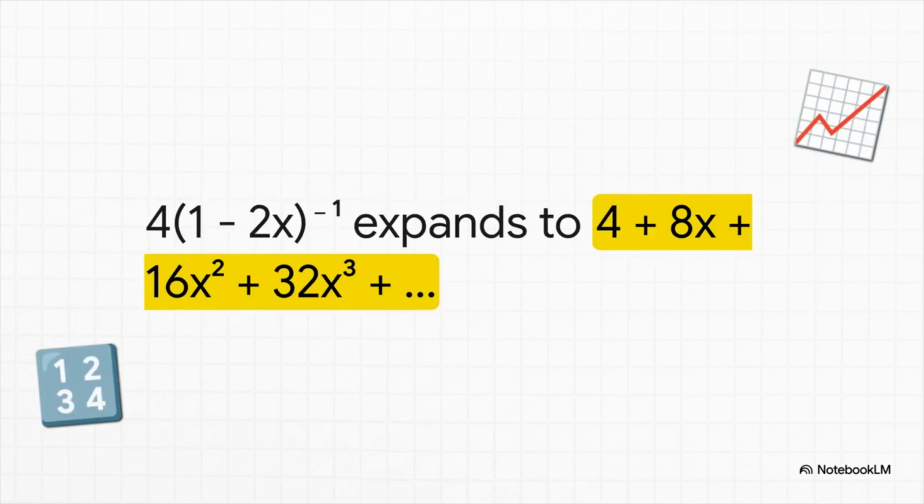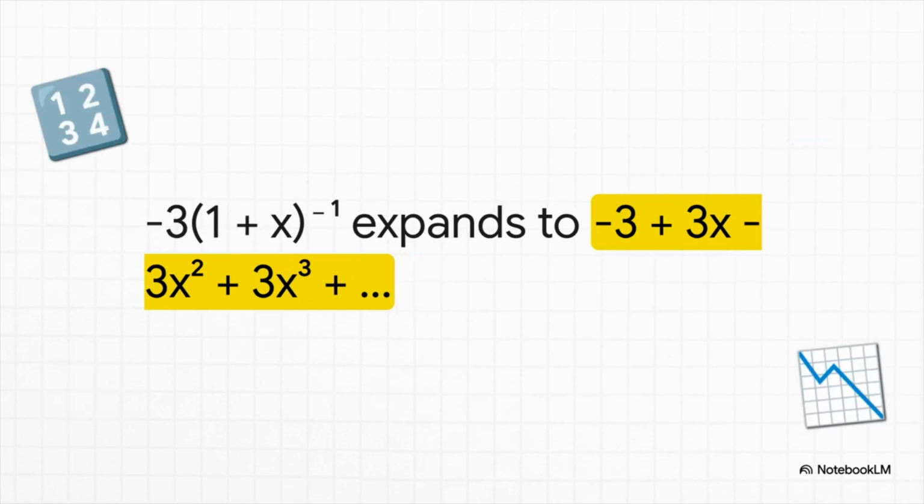Let's expand that first term. We'll rewrite it as 4 times (1 minus 2x) to the power of -1. Now, using our formula, the expansion is 1 plus n times our x term, so that's 1 plus (-1) times (-2x), which simplifies to 1 plus 2x. The next term is n(n minus 1) over 2 factorial times our x term squared. If you keep following that pattern and then remember to multiply everything by that 4 out front, you get this full expansion right up to x cubed.